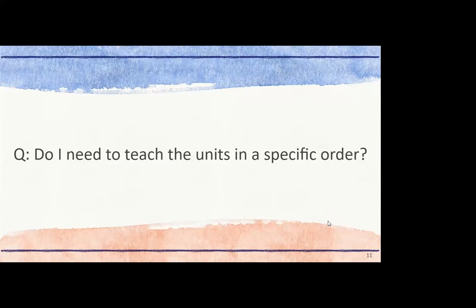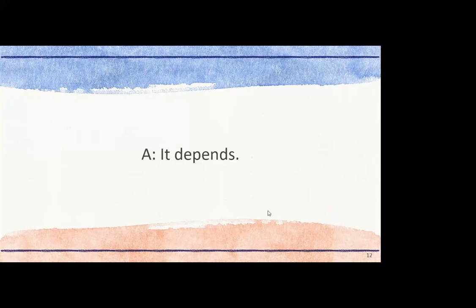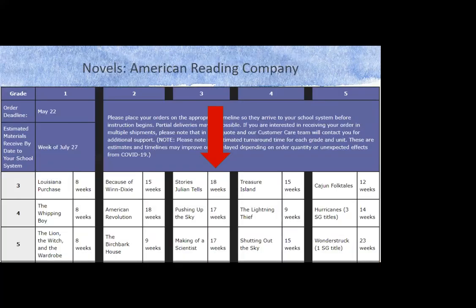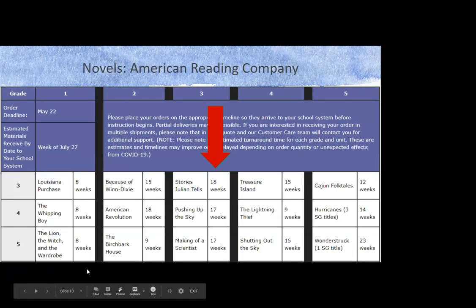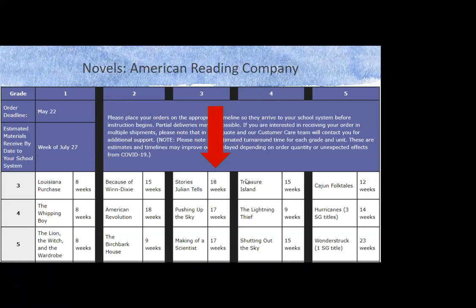So the question that we've received the most is, do I need to teach the units in a specific order? As many of you are aware, the Department of Education has always left that decision up to each school system. However, because we were aware of the text turnaround times, the answer is it depends. In this brave new world, if you have not already secured independent novels for your students and unit readers, and you wanted to teach Stories Julian Tells in the first 9 weeks, there is an 18-week turnaround that the publishers have promised. So odds are that book will not be there when your kids start school.